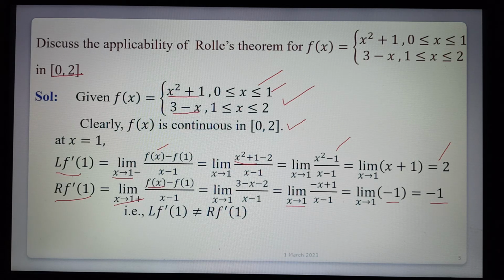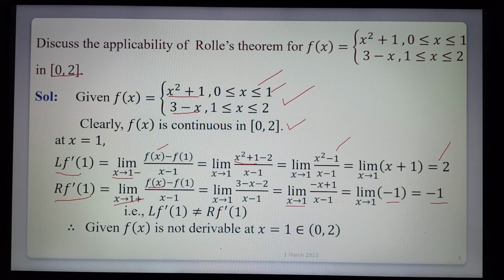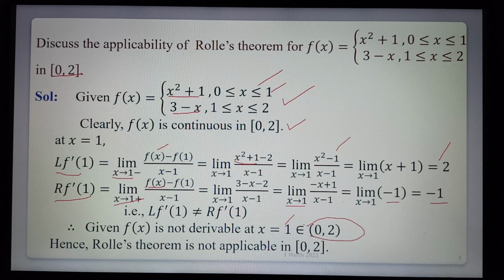Left derivative is not equal to right derivative. So therefore the given function is not differentiable at x equal to 1. At x equal to 1, 1 belongs to the given interval here. So it is not derivable in the interval 0, 2. So the second condition is not satisfied. Therefore Rolle's theorem is not applicable in the given interval 0, 2.